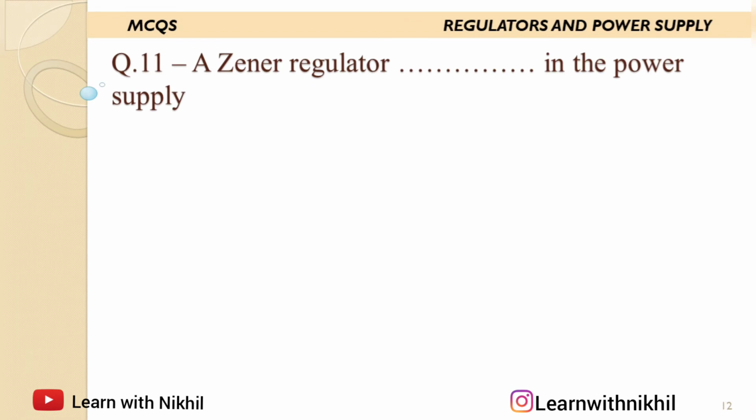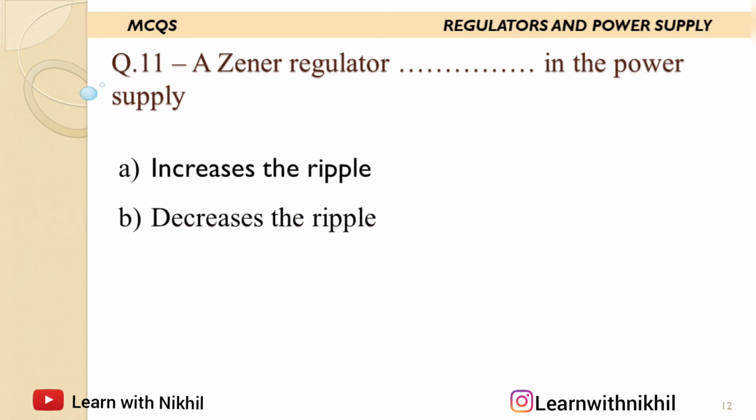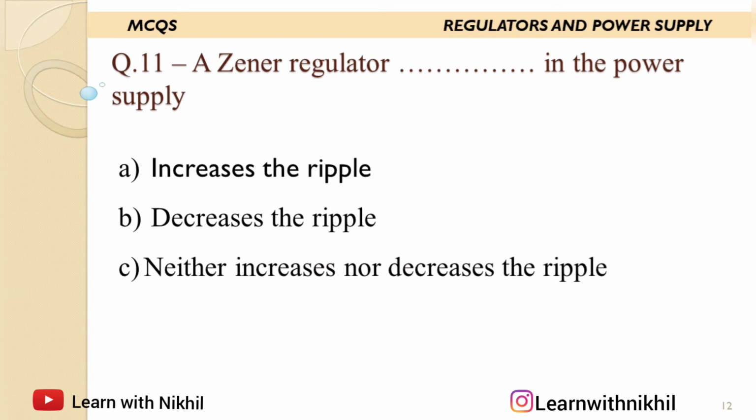Next question. A Zener regulator dash in the power supply. A. Increases the ripple. B. Decreases the ripple. C. Neither increases nor decreases the ripple, or D. keeps the ripples same. And the answer is decreases the ripple. As you know, the input is AC and the output should be DC. So ripples are nothing but the AC component. So Zener regulator is used to decrease the ripples and gets converted into DC.